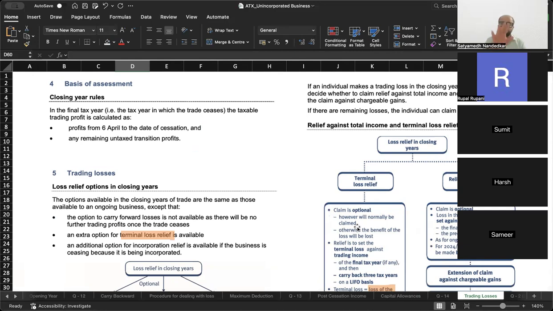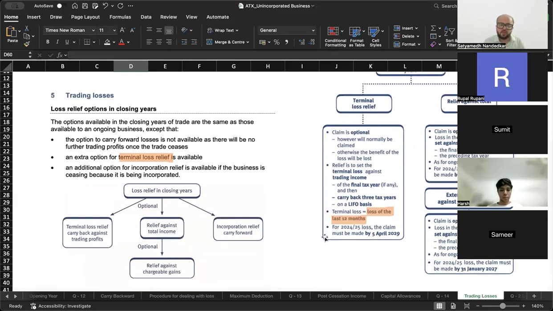If the business is ceasing, matlab you were supposed to spread it over 5 years, you adjusted that, you had adjusted 2 years worth of profit, and now 3 years are left, but now the business is choosing to shut down, so any remaining untaxed transition profits will be taxed. Loss relief option in closing years.